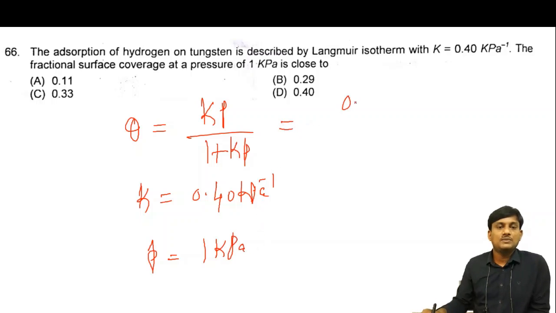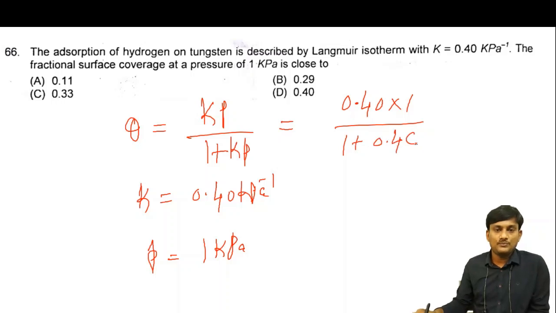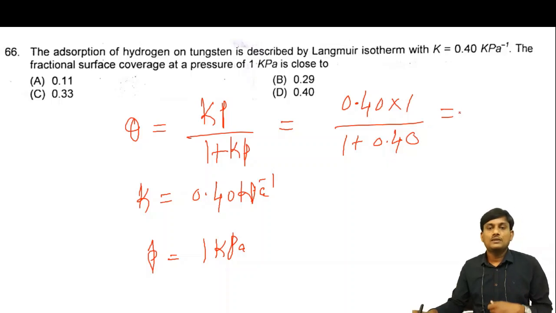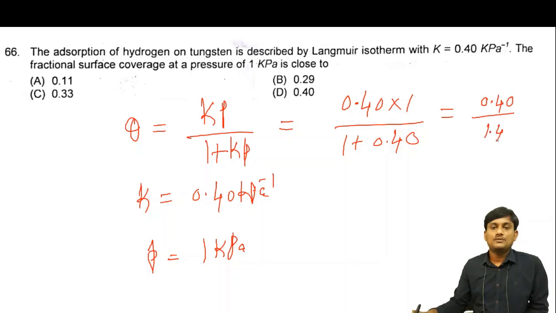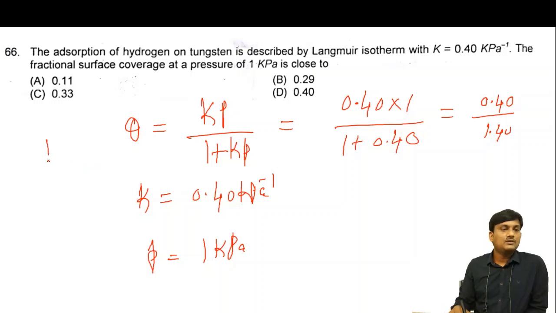It will be 0.40 into 1 by 1 plus 0.40. So it will be 0.40 by 1.40. So what is the value you will get? When you divide by 14.